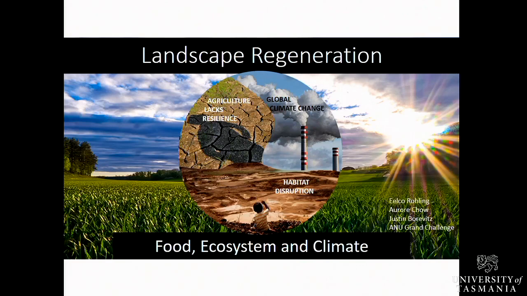Next is Justin Borovitz. Justin did his PhD in California, went and worked for a while at the University of Chicago, and has been here since 2012 at ANU. Thank you. It's a pleasure to be here.